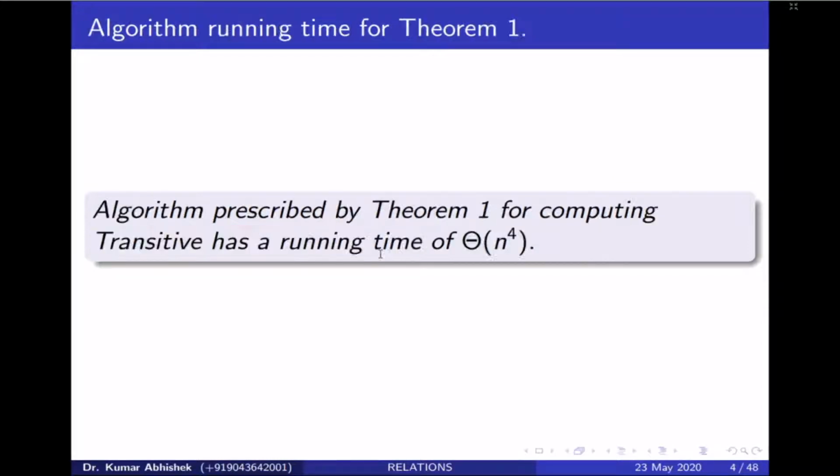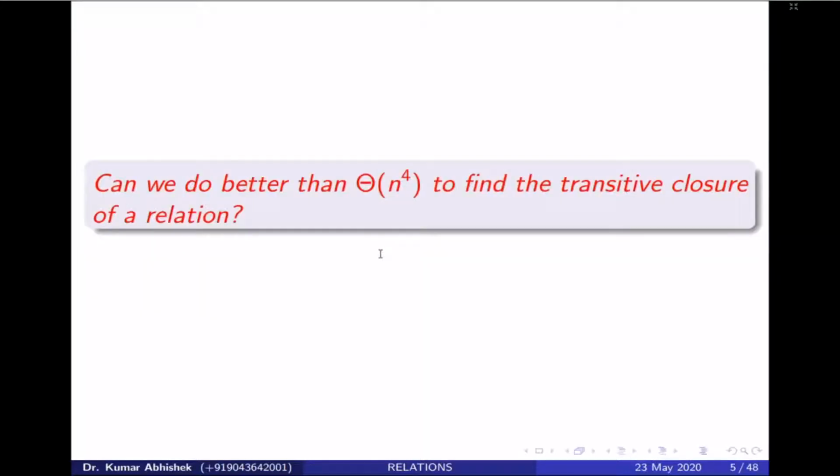And we have also seen that the algorithm prescribed by theorem 1 for computing the transitive closure has a running time of order n raised to 4. At the conclusion of lecture number 12, we asked whether we can do better than order n raised to 4 to compute the transitive closure of a relation. In this lecture, we will discuss a better method to compute a transitive closure of a relation.